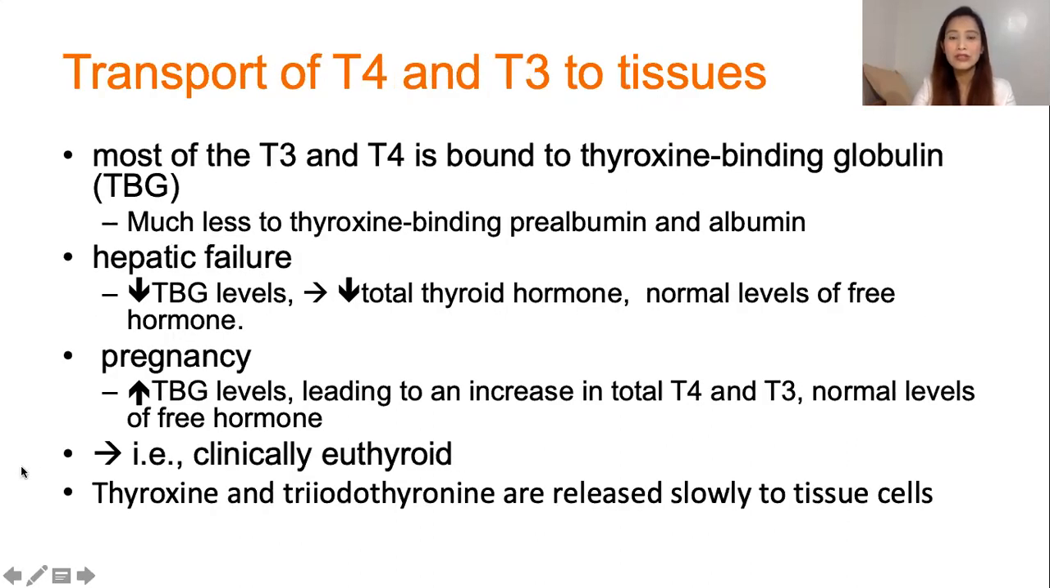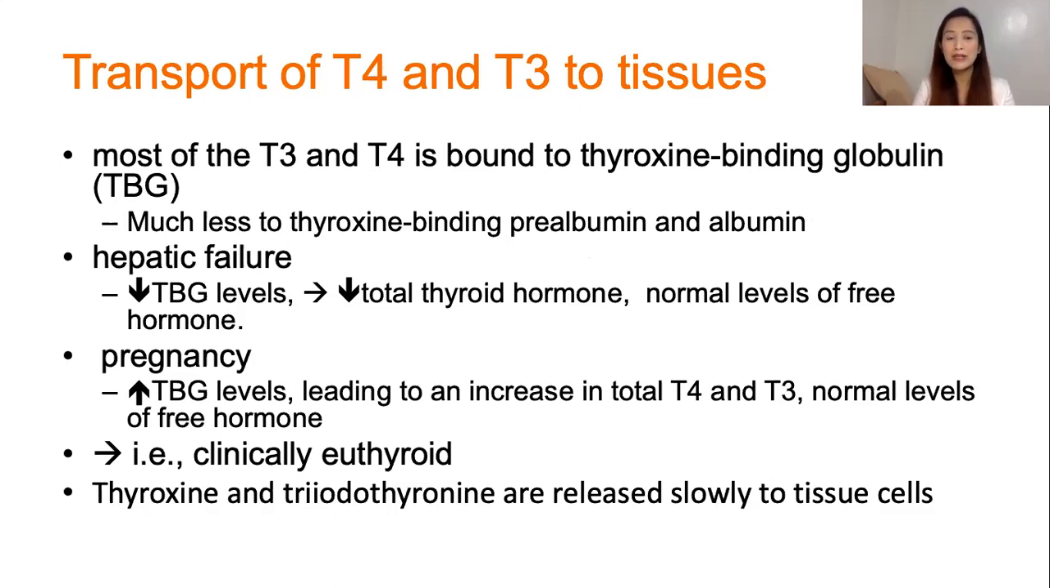So how do your T4 and T3 reach your peripheral tissues? Most of the T3 and T4 is bound to your plasma protein called thyroxine binding globulin, and to a lesser extent also your prealbumin and albumin. So the level of total T4 and total T3 can be affected by factors that affect the levels of thyroxine binding globulin in the body.